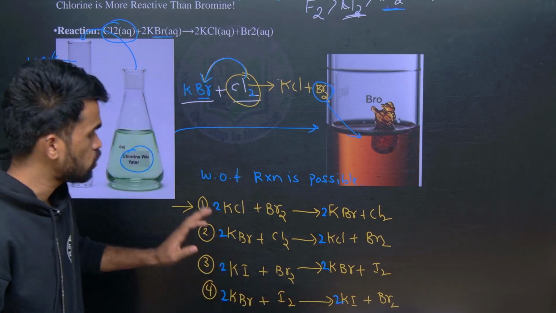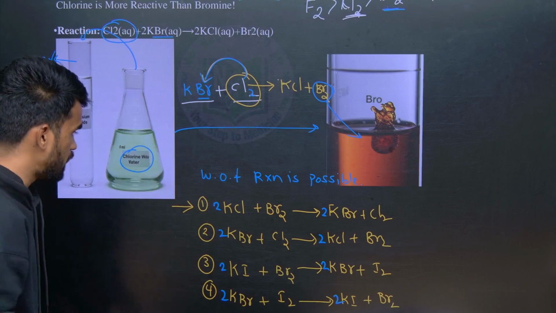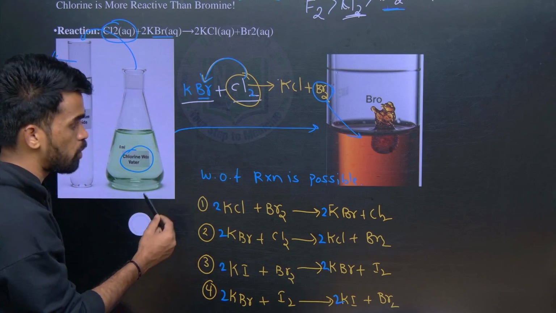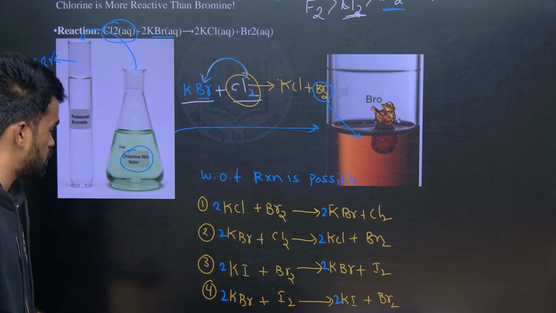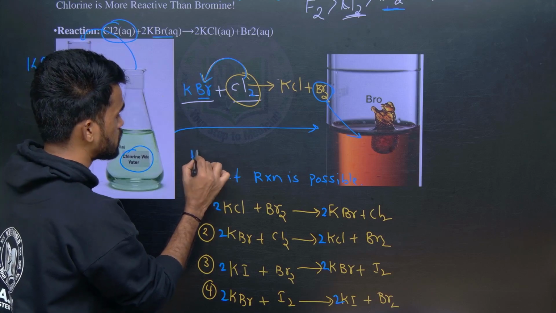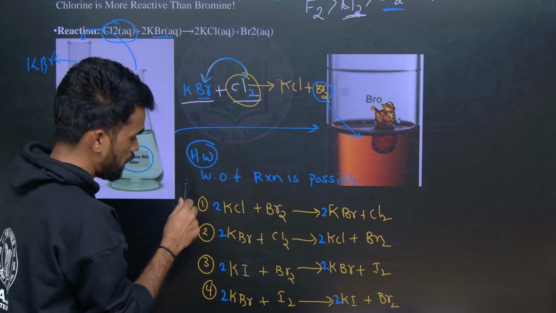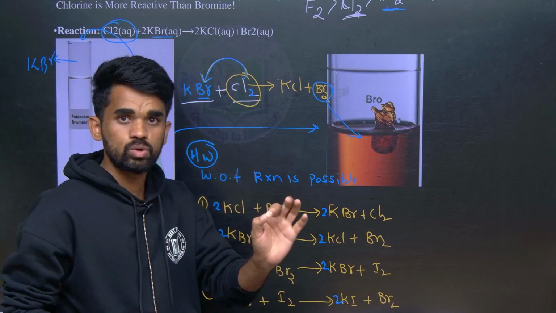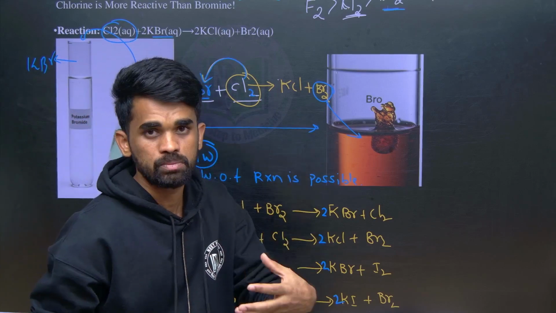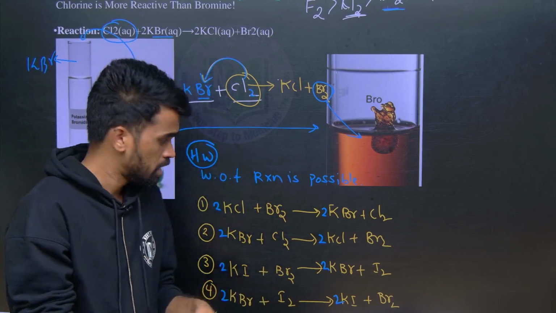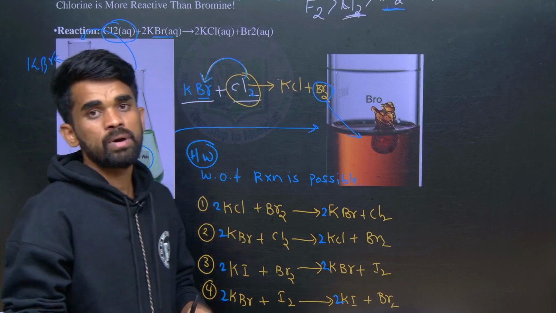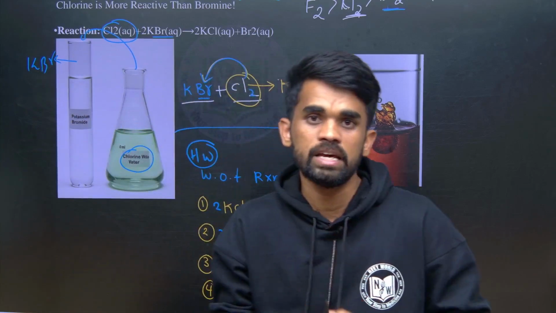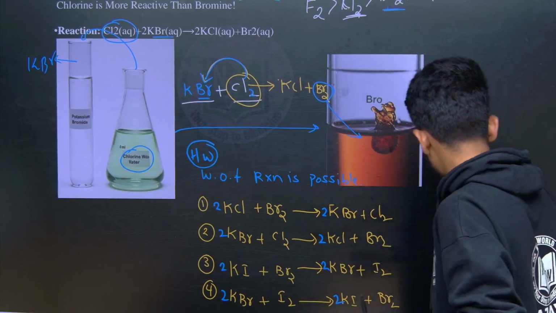So try to identify which of the following options are possible and which are not possible, and tell me in the comment box. So this is a homework question. Identify which are possible. If 1, 2 are possible, write 1, 2 are possible, 2, 3 are not possible, 3, 4 are not possible, like that. So write the correct answer in the comment box. I will be explaining there if you have any doubts. Okay, we will discuss in the comment box.